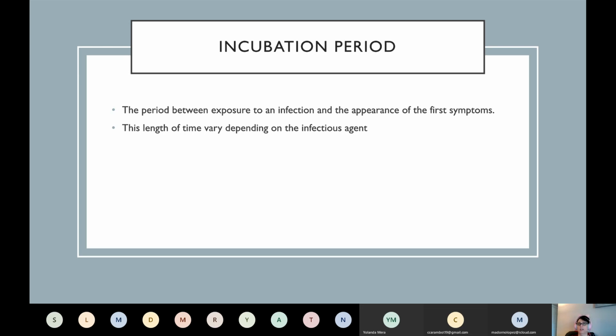Could somebody get it within a day or 2 days? Yeah. Are there some viruses out there that are so scary, like Ebola, that you get it and within 24 hours you're dead? Yes. They don't have an incubation period. It is get, die, gone. And the length of that time varies depending on what pathogen or infectious agent, and I use those terms interchangeably, okay, that you're exposed to.